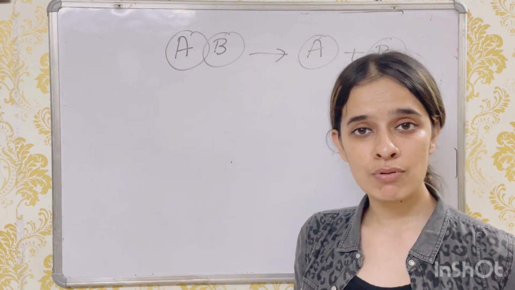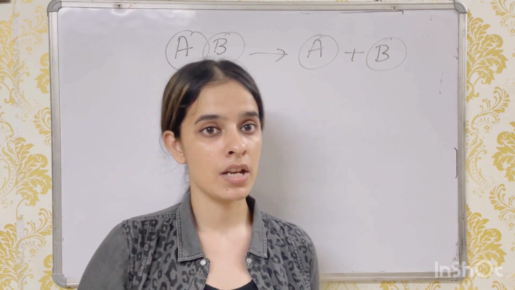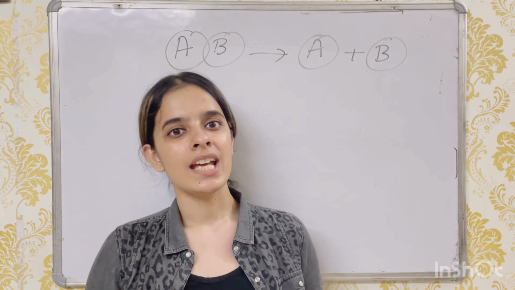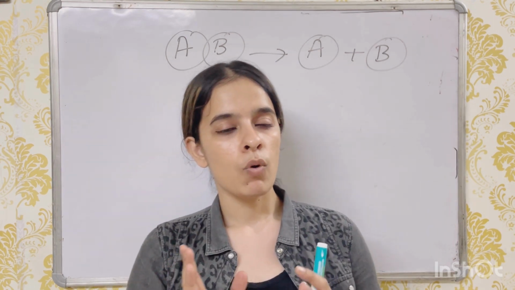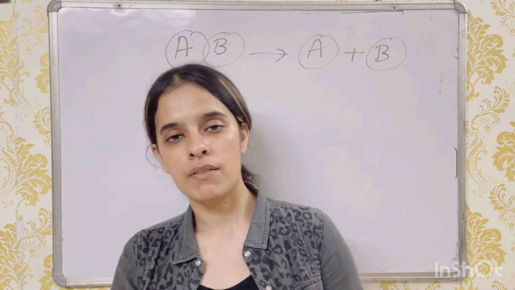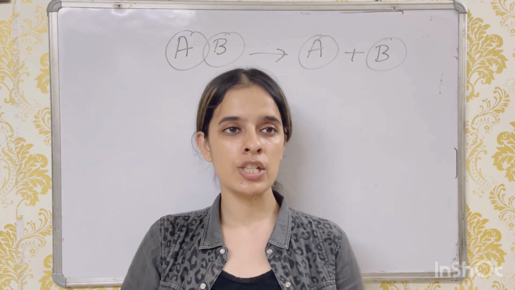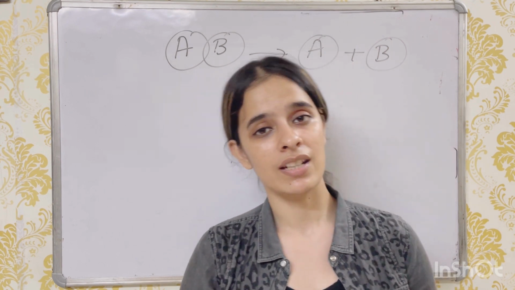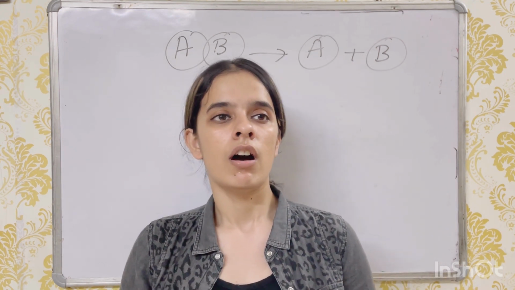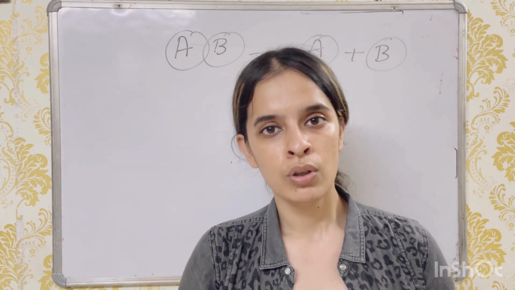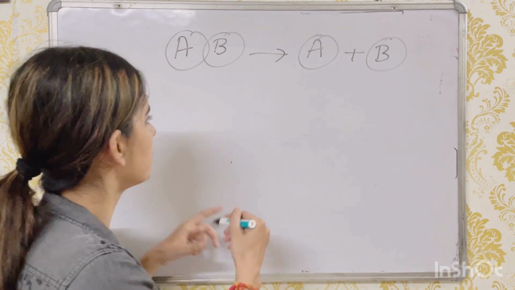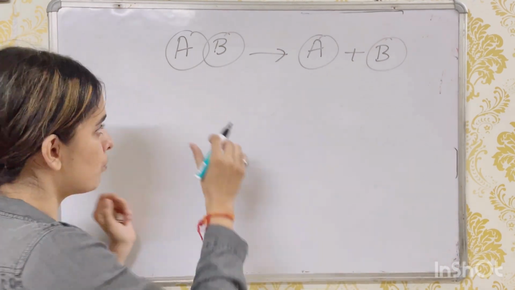Compounds can't be broken easily, so we have to supply energy so that the bond can be broken. So what type of energy do we have to supply? We have to supply energy in the form of heat, in the form of light. It can be sunlight also, or with the help of electricity also, right? So that bonds can break down.